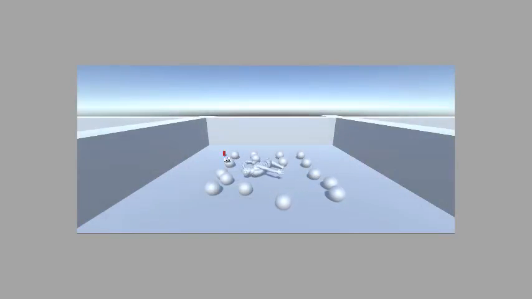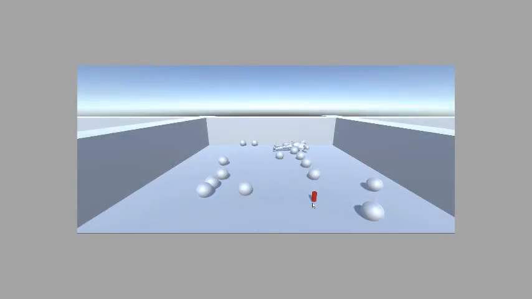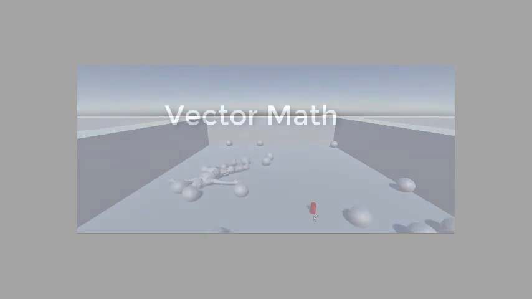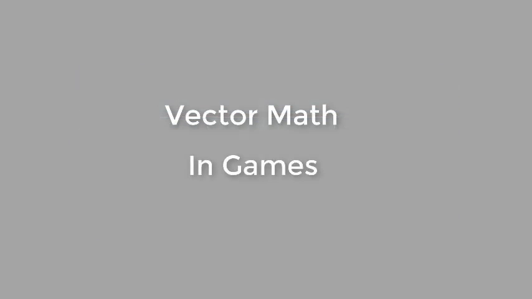Video games make great use of mathematics to simulate their mechanics. One way they do so is through the use of vectors and vector math. Vectors are defined by a direction and a magnitude or length. In other words, a vector is a line with a specified direction.